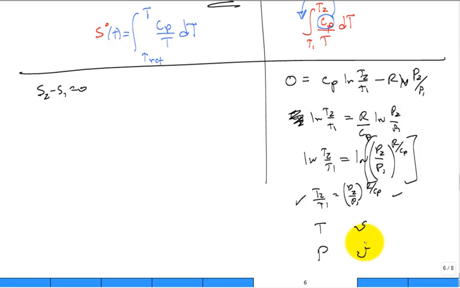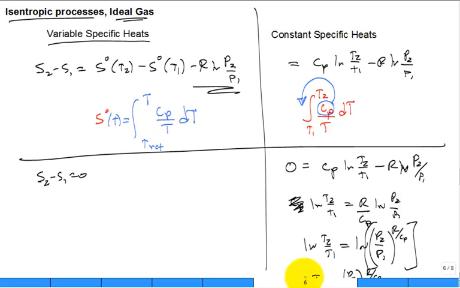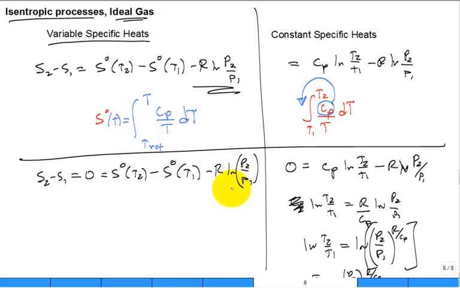You can do the same thing over here for the variable specific heat. If you do it for variable specific heat, you have that this is equal to 0, so you have S naught at T2 minus S naught at T1 minus R natural log of P2 over P1. All right, do it this way. So we have the equation where it's equal to 0. Separate and put S naught at T2 minus S naught at T1 equal to the natural log of P2 over P1. Does that look good? Oops, I left the R out. Divide by R. There, now that looks a little better, doesn't it?